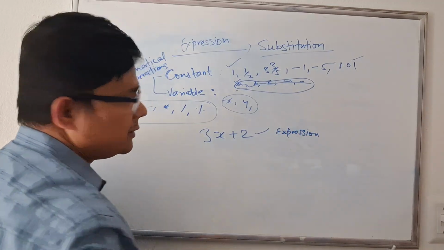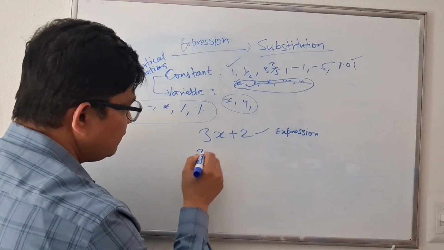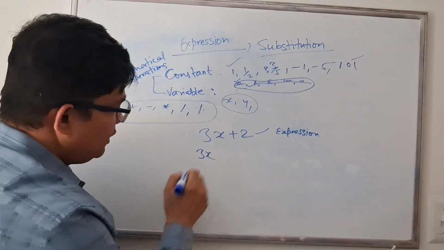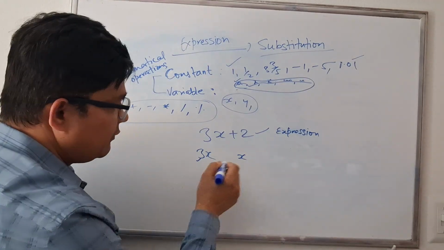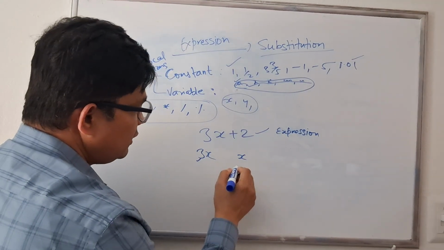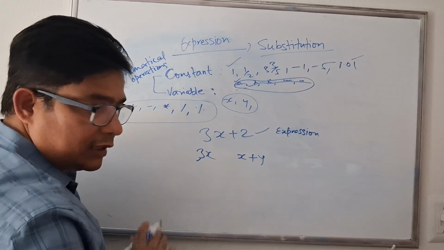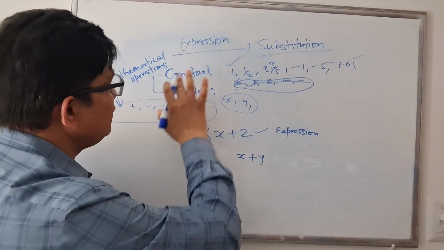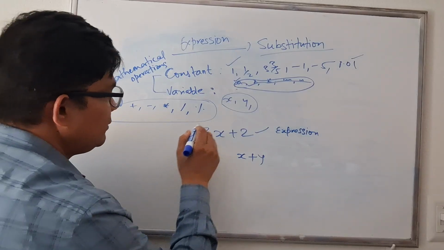It is a mathematical expression or algebraic expression. It can also have just a variable, with no constant. It can also be y, or x plus y, any form, any combination of constants and variables. That will be your algebraic expression.